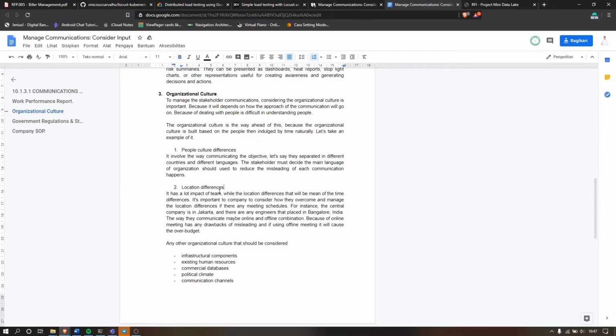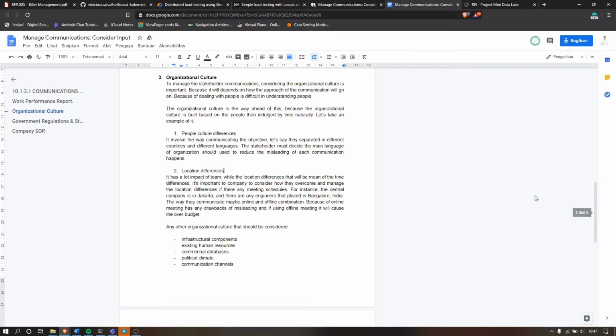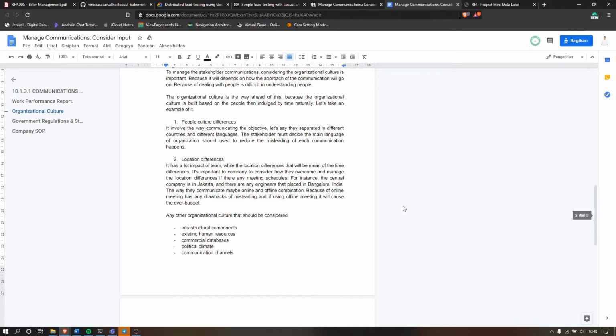And the location differences have a lot of impact, while the location difference may bring a time difference. It's important for the company to consider how they overcome and manage the location differences if there are any missed schedules. For instance, the central company is in Jakarta, and there are many engineers placed in Bangalore, India. The way they communicate may be an online and offline combination, because an online meeting has drawbacks of misunderstanding, and if using an offline meeting it will go over budget.